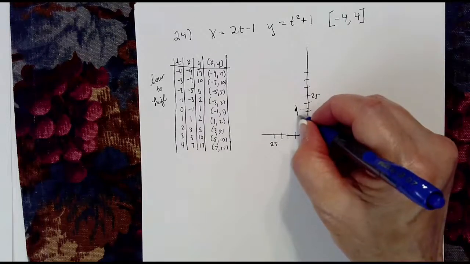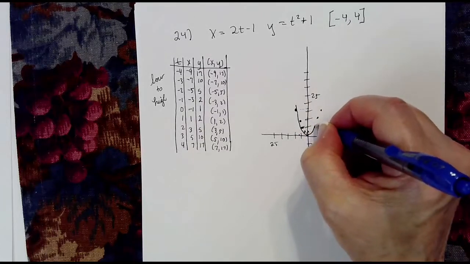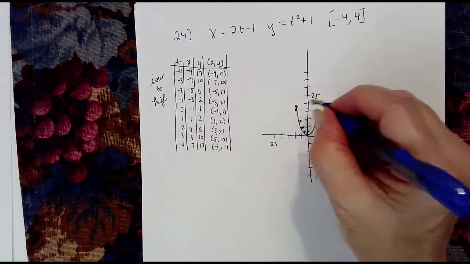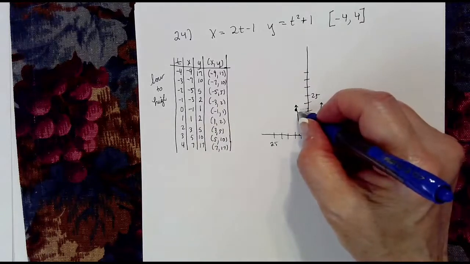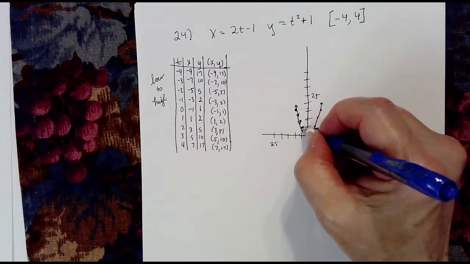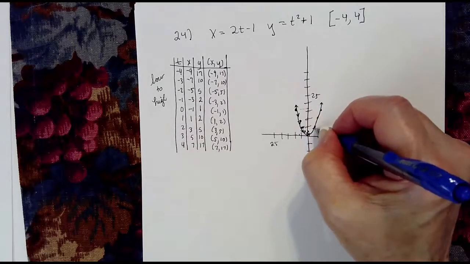So when we draw it in, it sort of looks like a parabola. Now we're going to start by arrowing going off this direction because we said we were going to go low to high. So that would be low to high going off in this direction.